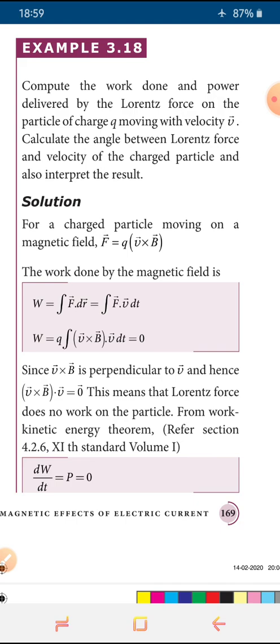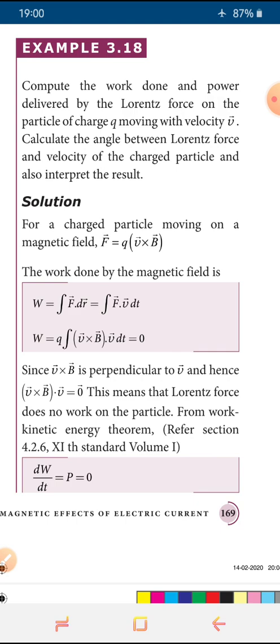It happens in a magnetic field, so we can say magnetic Lorentz force. This force acts on a moving charge when it is placed in a magnetic field. That was discussed in the last class. We derived the formula.